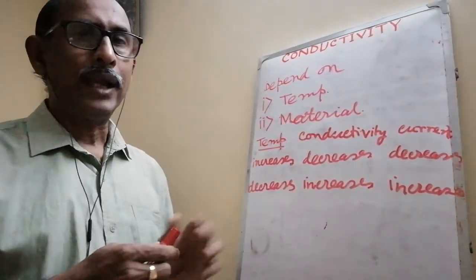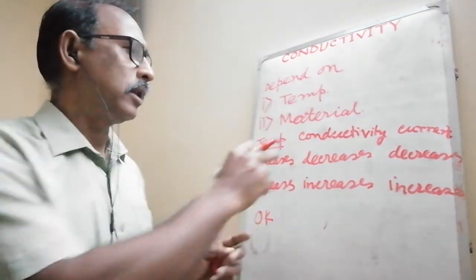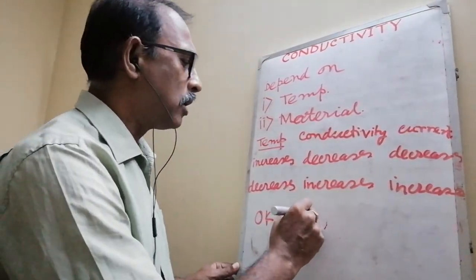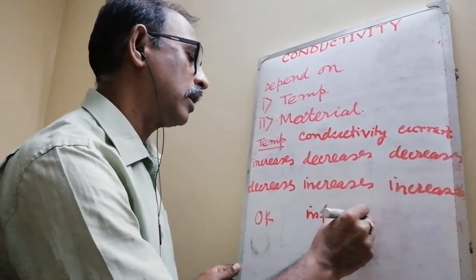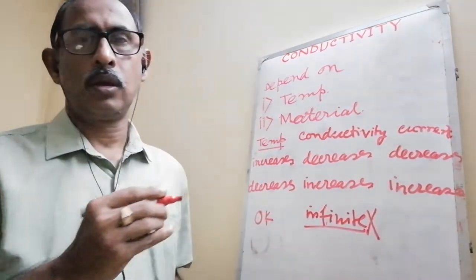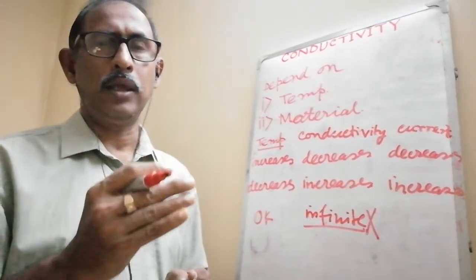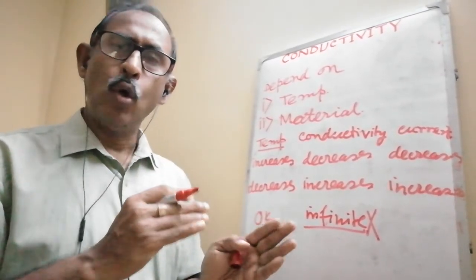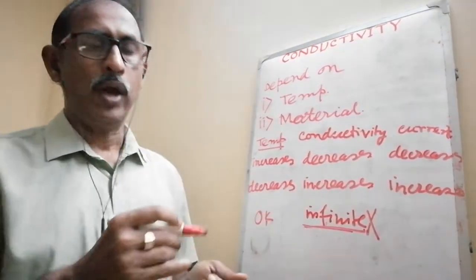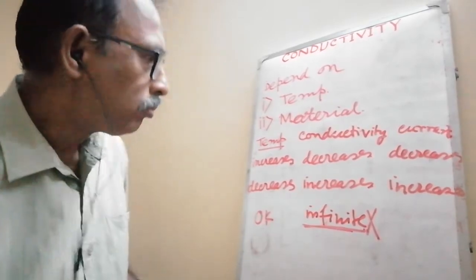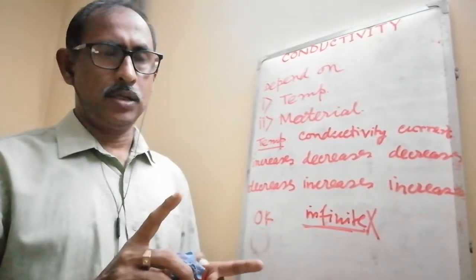But at absolute zero temperature, the conductivity does not become infinite. At absolute zero temperature, conductivity is very, very high. That means a very large amount of current flows through the conductor, but it is not infinite. All these are applicable to metallic conductors.